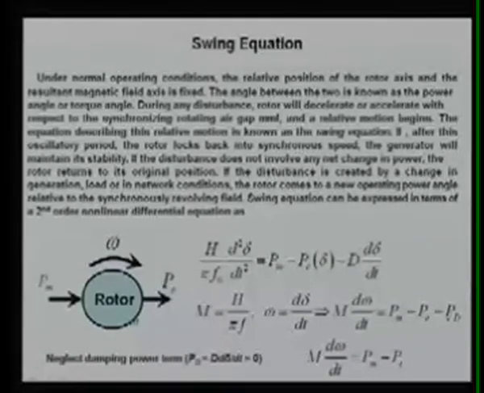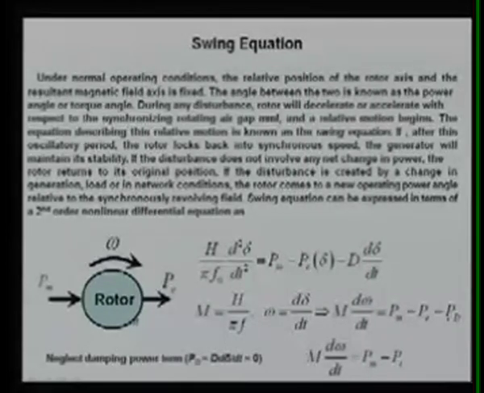So for the transient analysis, normally we use the swing equation. Let us see what is the swing equation. Under the normal operating condition, the relative position of the rotor axis and the resultant magnetic field axis is fixed. The angle between these two is known as the power angle or torque angle.